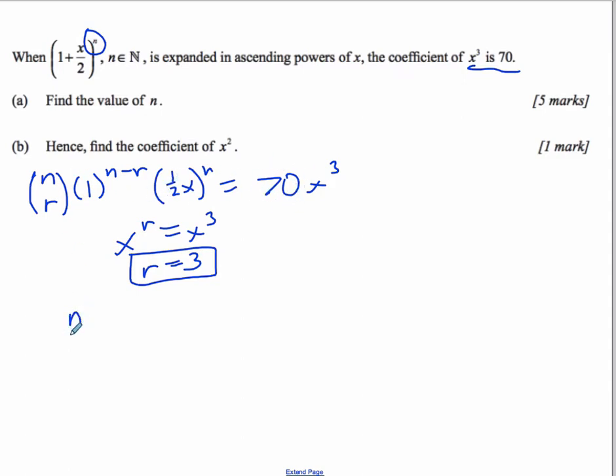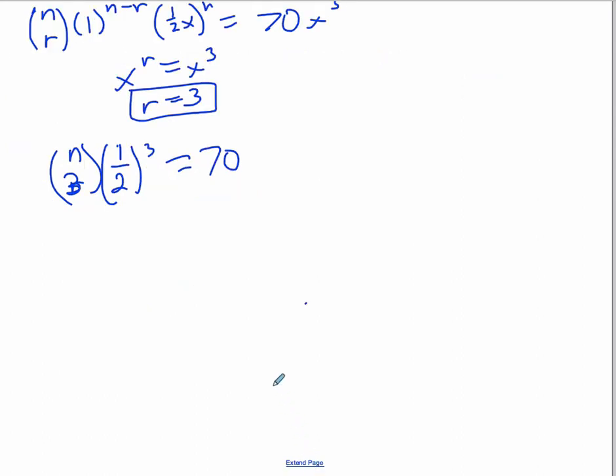So that means n choose r. This is just 1. Okay. And r we actually have is 3 right now. So n choose 3 times, this is half to the power of 3, should be equal to 70. So we ignore the x's, we just look at the numbers in front of x. So n choose 3 times half cubed should be equal to 70. So n choose 3, I'll use the formula in the formula booklet. n factorial over 3 factorial times (n minus 3) factorial. Now this is 1 over 8, so I'm going to multiply both sides by 8.